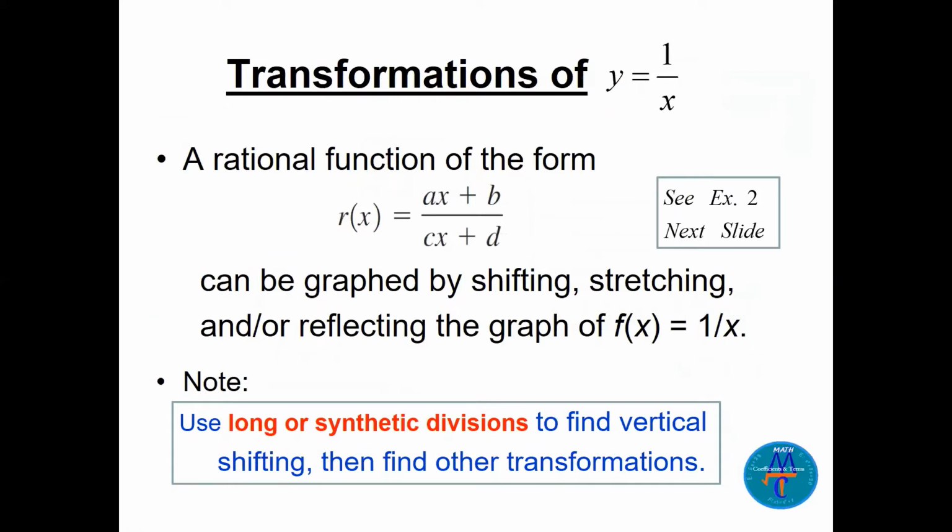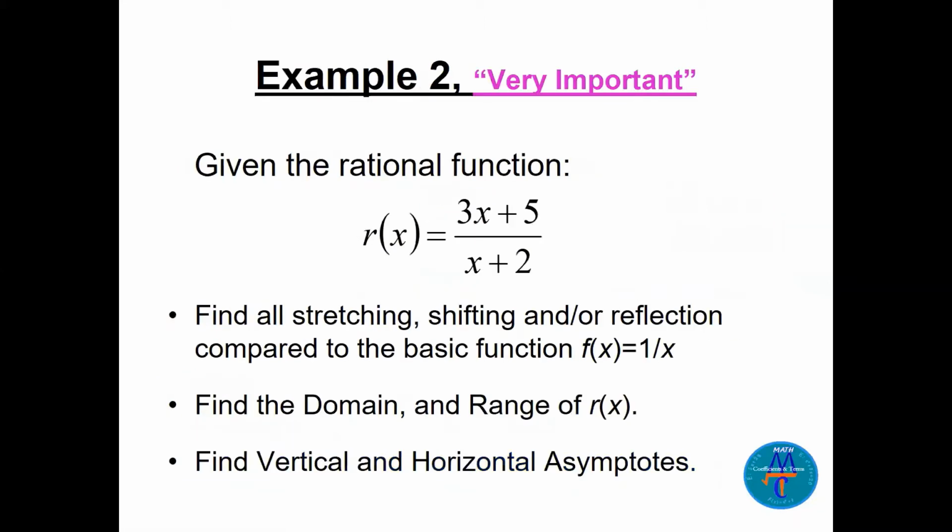Now, when we have 1 over x, that's the basic rational function. We can have functions like ax plus b, a linear polynomial, divided by cx plus d. We can use synthetic division to find all the shifting, stretching, and reflection, starting with the basic or original function 1 over x. Let's see example 2 now. In example 2, we have the function 3x plus 5 divided by x plus 2. Let's find all the stretching, shifting, and reflection compared with the basic function 1 over x.